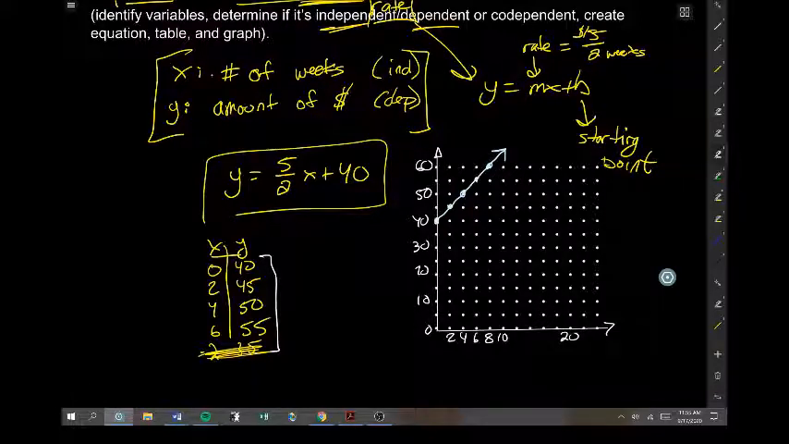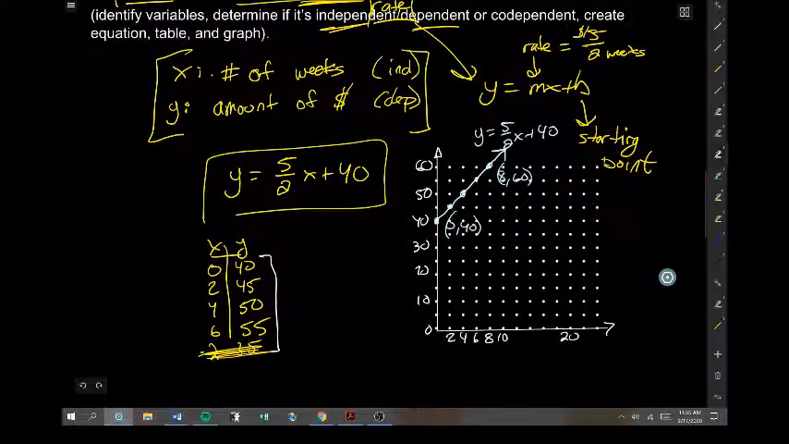If I wanted to, I could scale it to look a little bit different or look a little bit better. But I'm okay with this for now. I'm going to just plot a couple points. Here's the point 0, 40. Here's the point 8, 60. This is the graph of the equation y equals 5 over 2x plus 40.